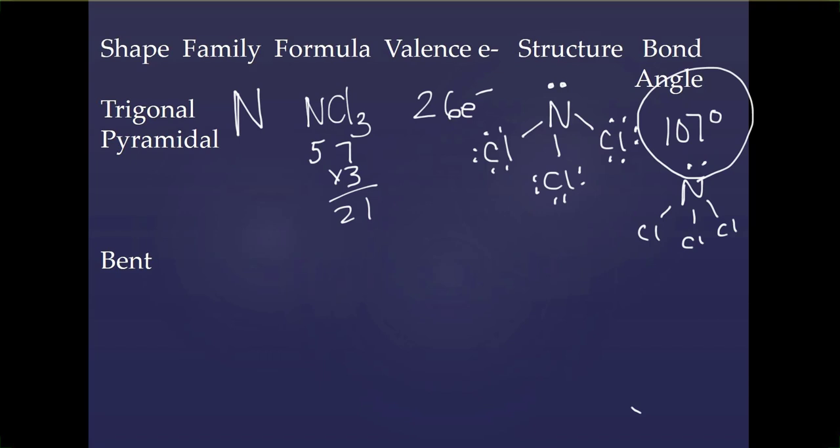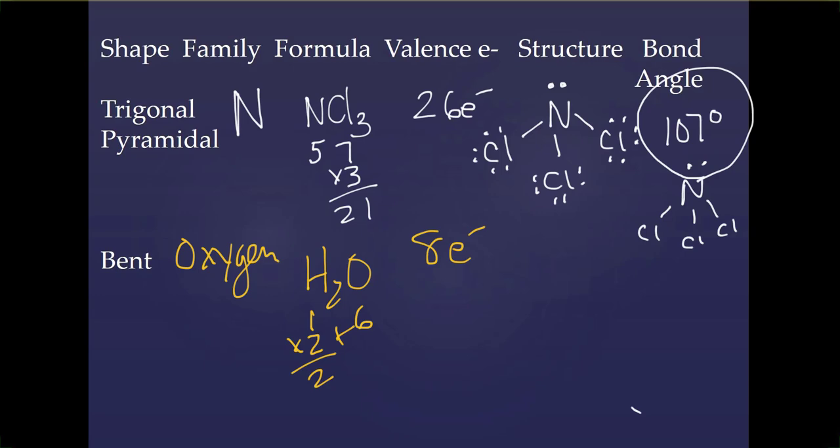Let's do one more family shape. So this is the bent shape, and the family that does this is the oxygen family. And the formula for this, I'm just going to show you water. When you look at the valence electrons, oxygen has 6 valence electrons, hydrogen has 1, and there's 2 of them. So that adds up to 8 valence electrons we need to draw.